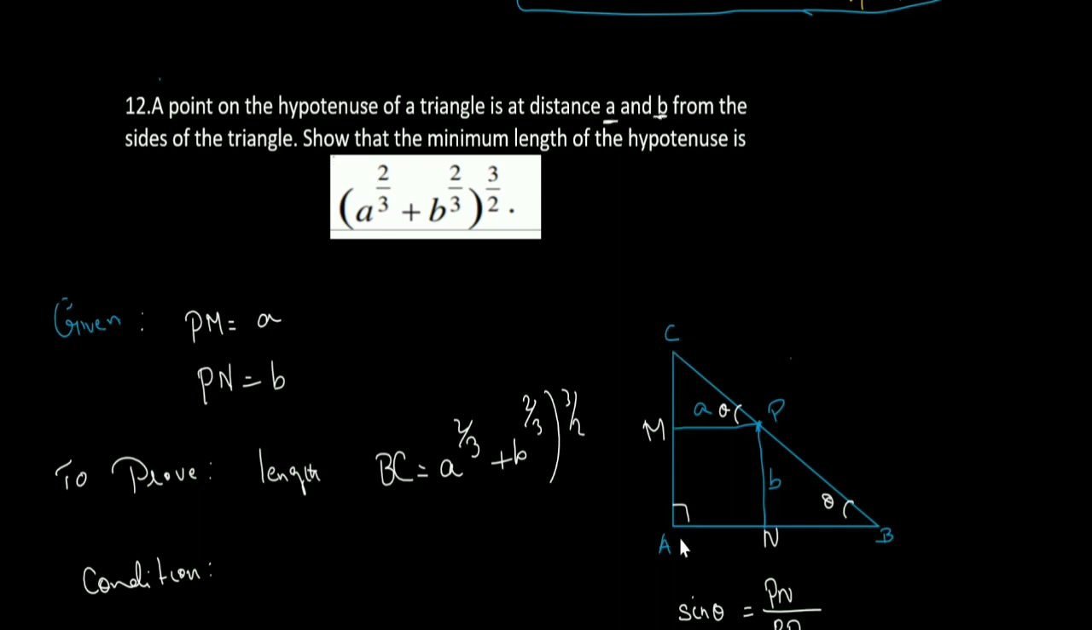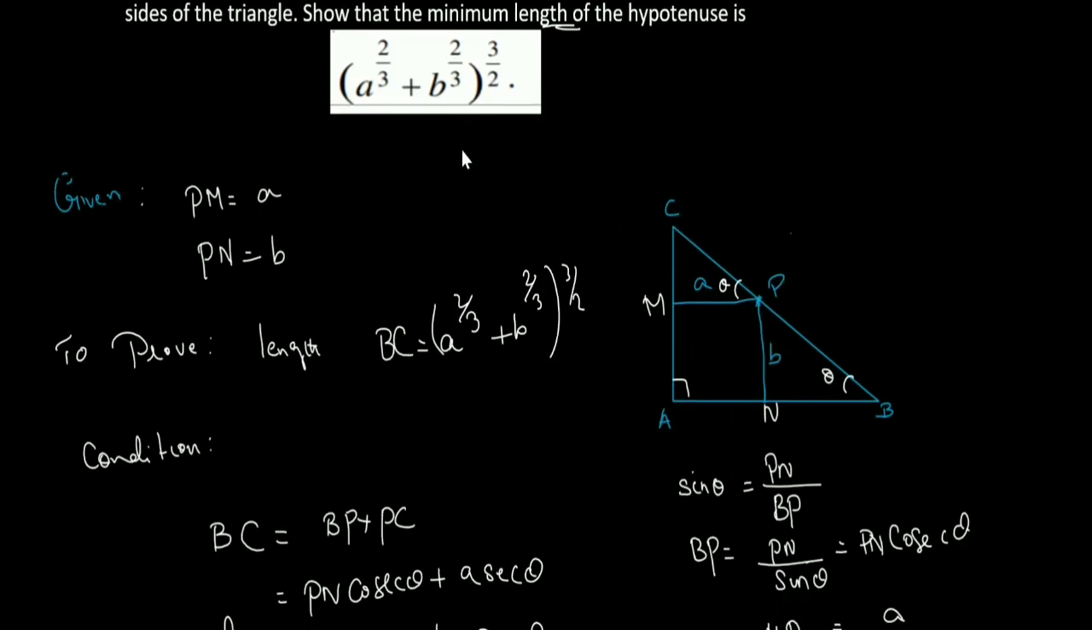So these are the two sides. The distance of this point P from the side AC is A. The distance of the point P from the side AB, take it as B. Now we have to prove that the minimum length, the length of the hypotenuse, is A power 2 by 3 plus B power 2 by 3, the whole power 3 by 2. And the condition is the length should be a minimum length. So we have to prove that the length is minimum.